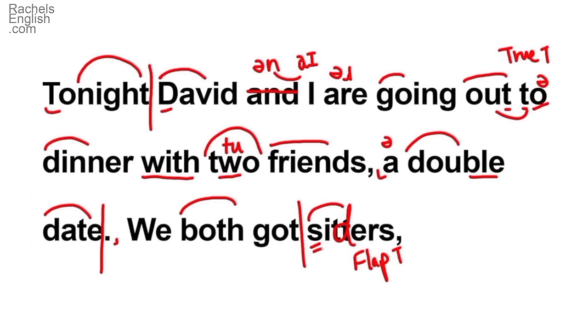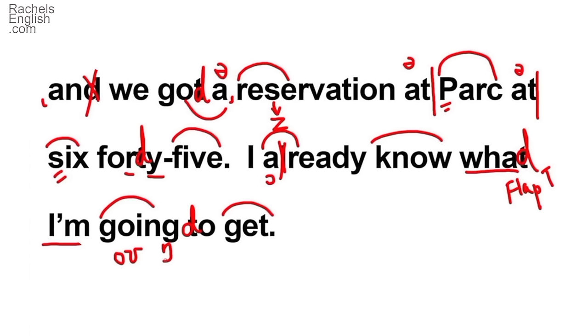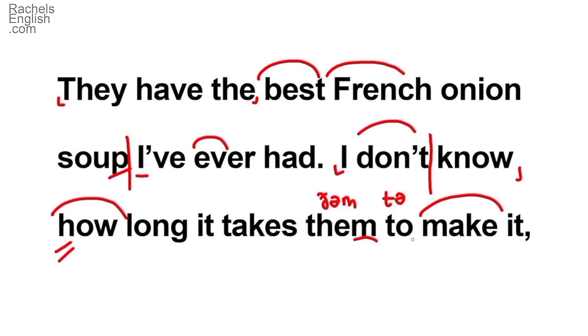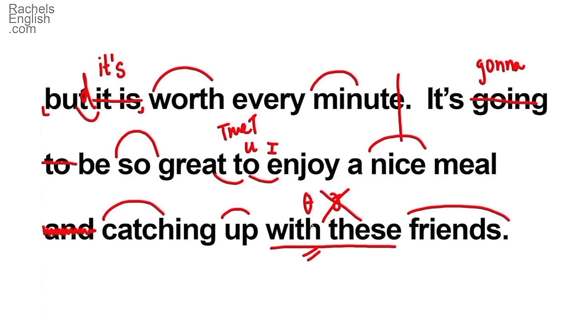Tonight, David and I are going out to dinner with two friends, a double date. We both got sitters and we got a reservation at Park at 6:45. I already know what I'm going to get. They have the best French onion soup I've ever had. I don't know how long it takes them to make it, but it's worth every minute. It's going to be so great to enjoy a nice meal catching up with these friends.